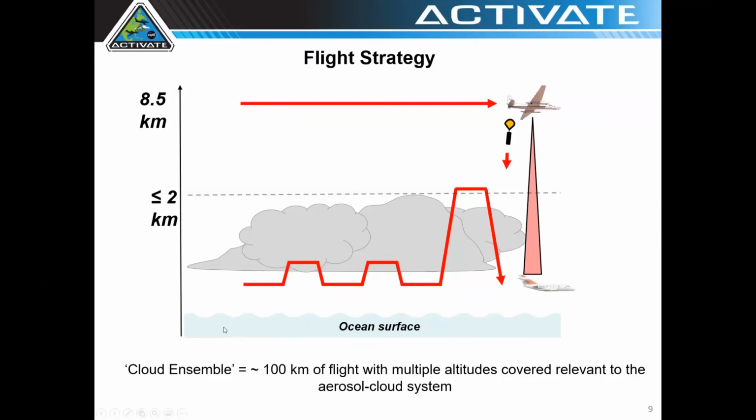And we call this type of module, that's shown here, that usually covers about 100 kilometers of flight, a cloud ensemble. And one way in Activate that we're assessing our success is how many joint cloud ensembles we do with the two planes together. And so we count these, how many we do each flight, each mission, and we have a target goal of how many we want to hit to consider ourselves as being successful.